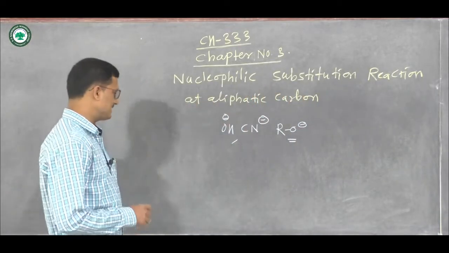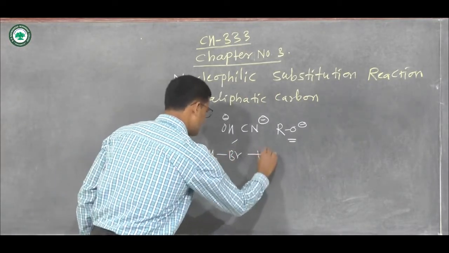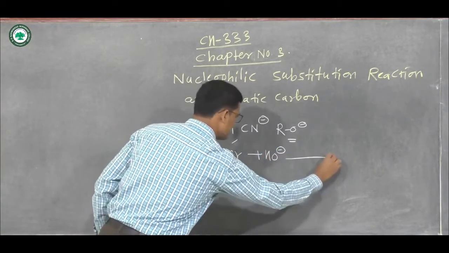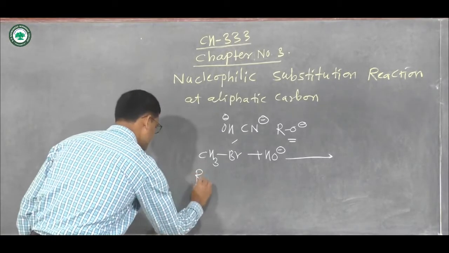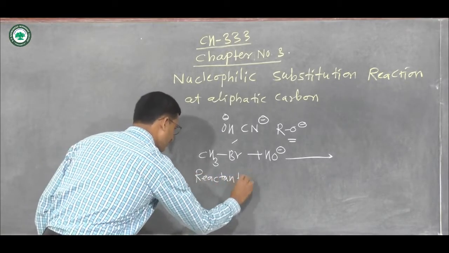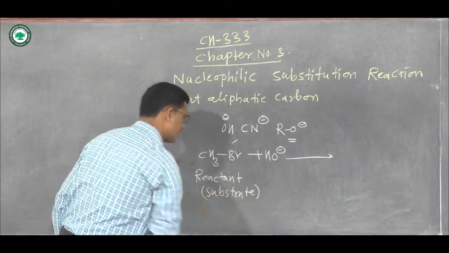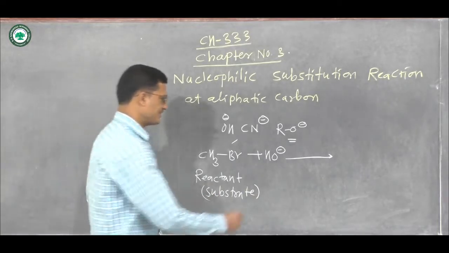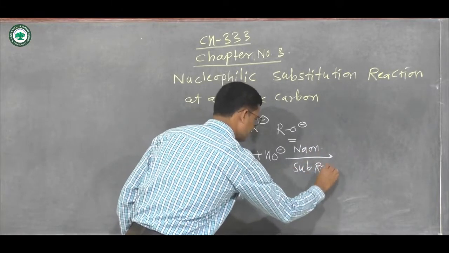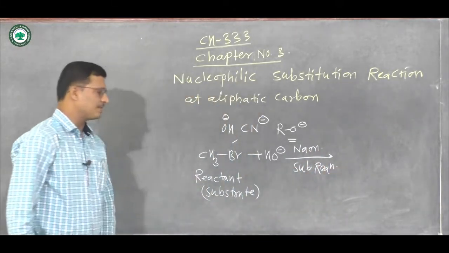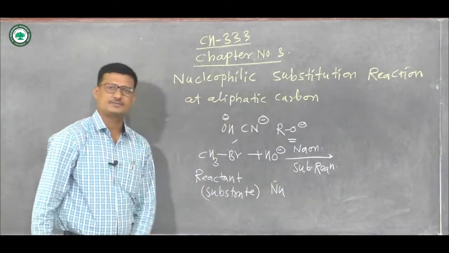Here you take one simple example. There is methyl bromide and there is OH minus. This methyl bromide is called the reactant, or it is called the substrate. What is your reagent? Here we use NaOH as the reagent. This is a substitution reaction. And this OH minus is called the nucleophile.